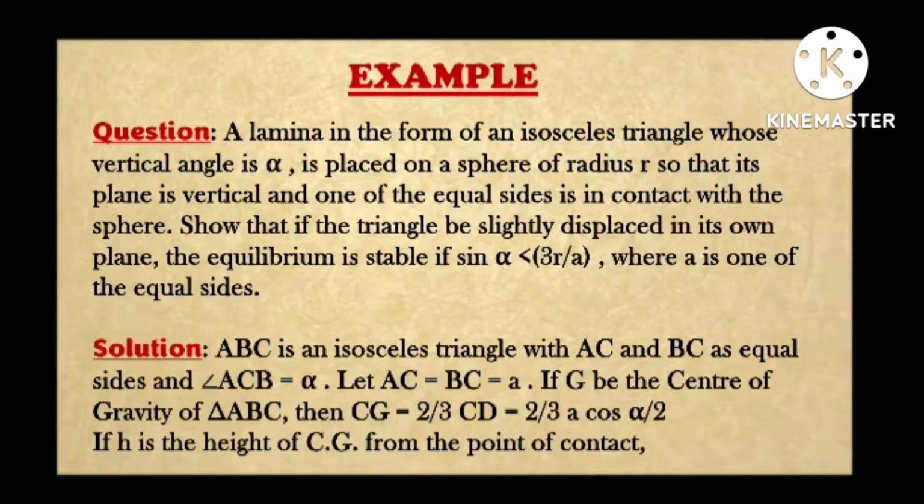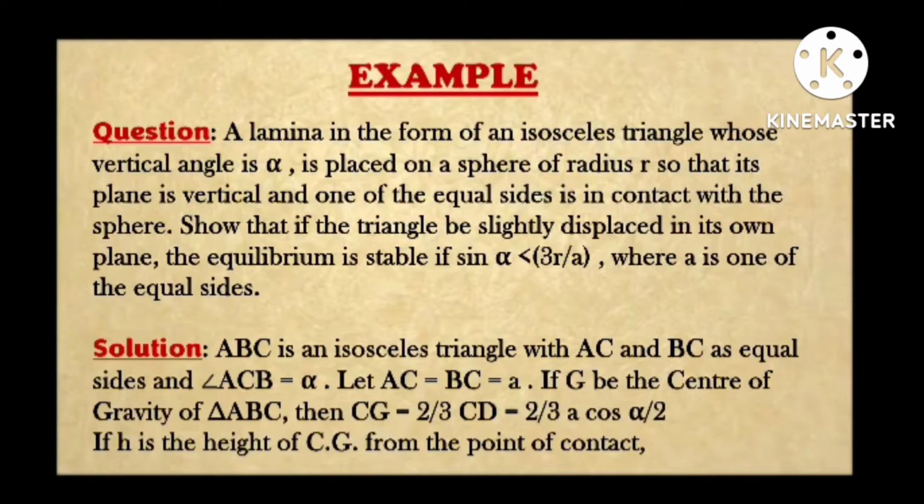The question is: a lamina in the form of an isosceles triangle whose vertical angle is alpha is placed on a sphere of radius r so that its plane is vertical and one of the equal sides is in contact with the sphere. Show that if the triangle is slightly displaced in its own plane, the equilibrium is stable if sine alpha is less than 3r by a, where a is one of the equal sides.